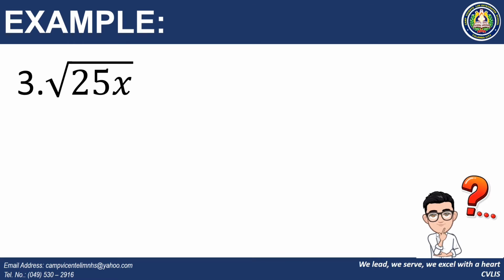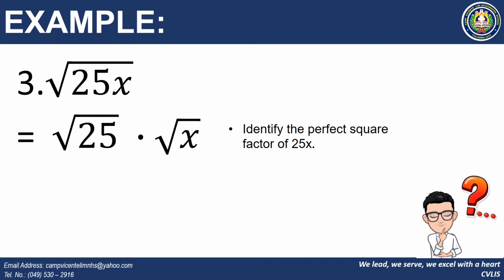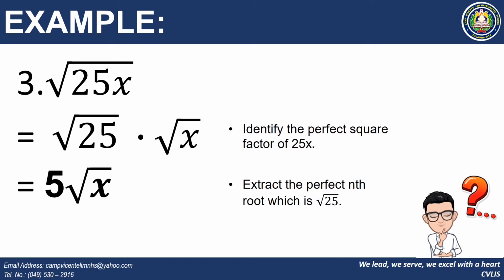Example number 3 is the square root of 25x. The first step is to identify the perfect square factor of 25x. The factors are the square root of 25 and square root of x. The next step is extracting the perfect nth root of square root of 25, and that is the same as 5. Therefore, the final answer is 5 square root of x.